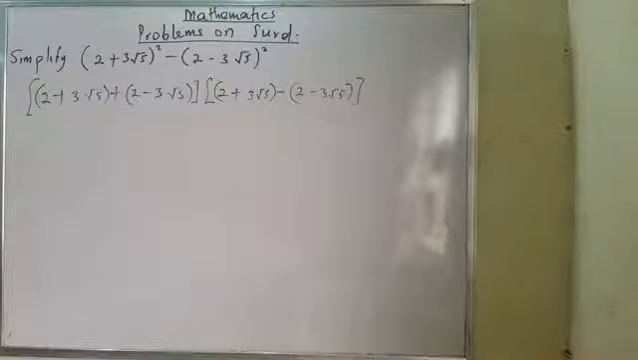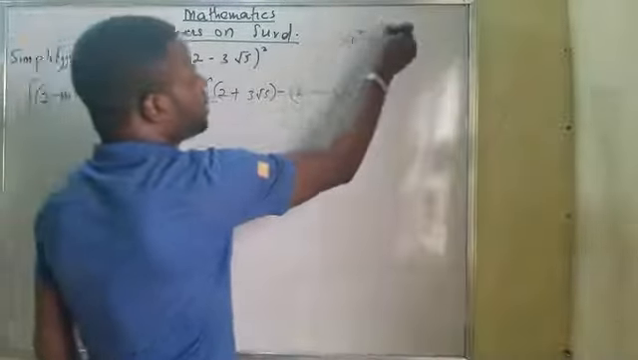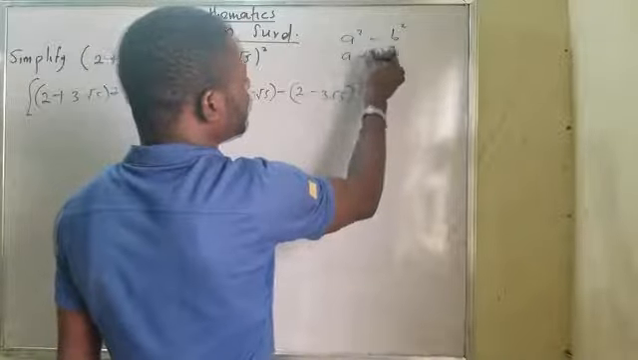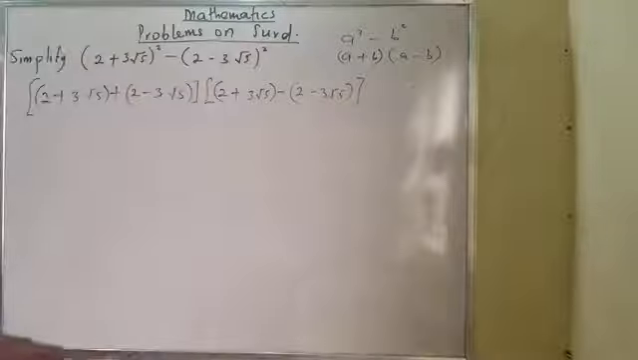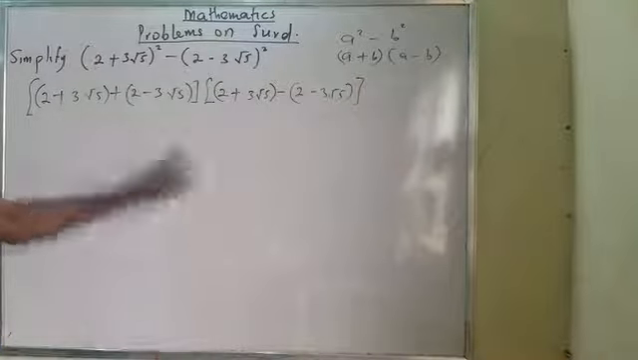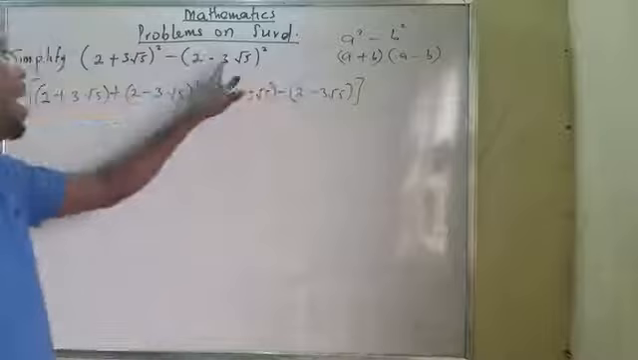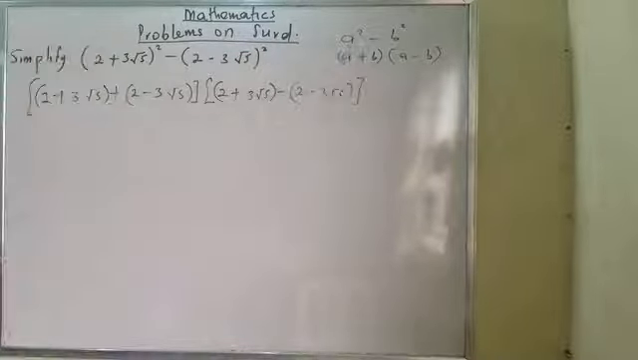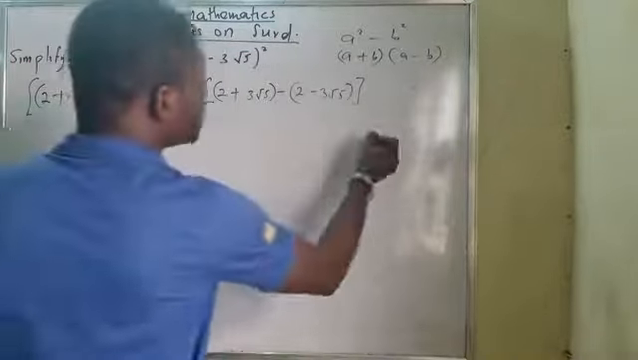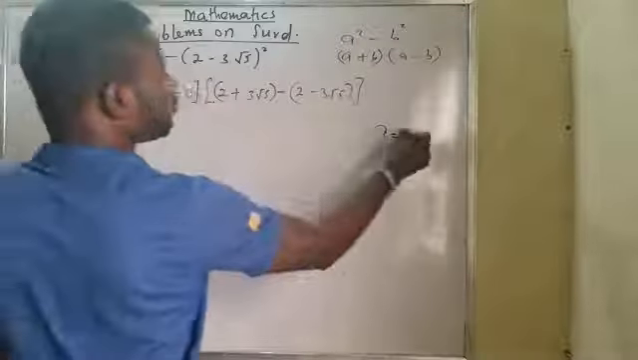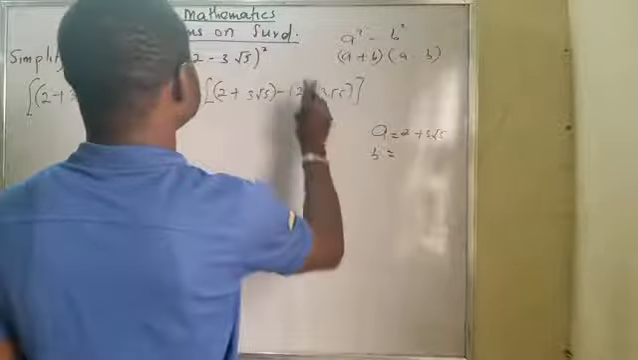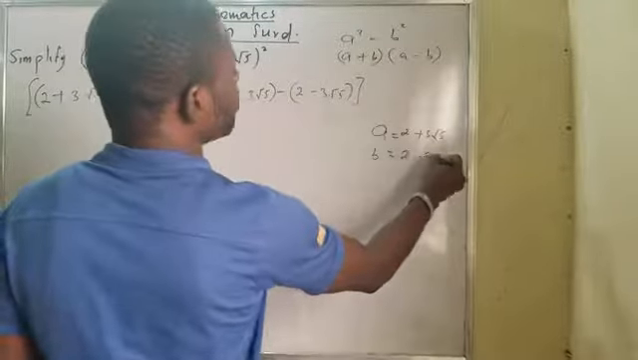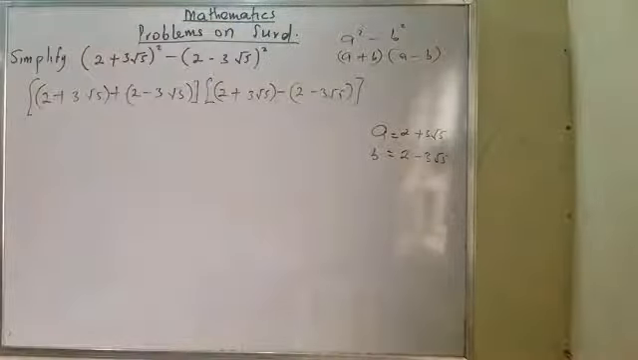Now, can you see that I've just applied my difference of two squares, a squared minus b squared, which is a plus b and a minus b. Now, this is the minus. Do you get it now? This is standing for a, while this is standing for b. That is what I just did. It means a equals 2 plus 3 root of 5, and my b equals 2 minus 3 root of 5. That is all.